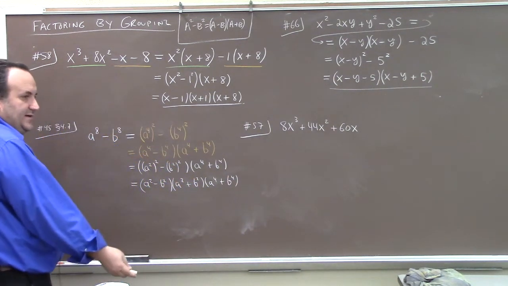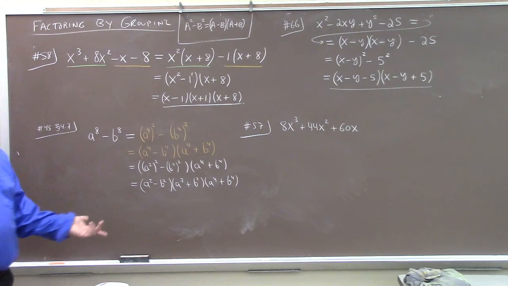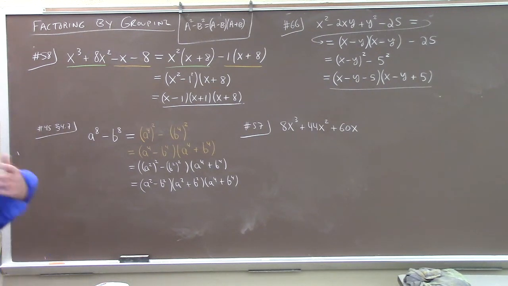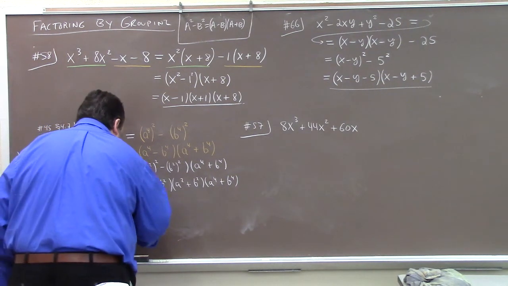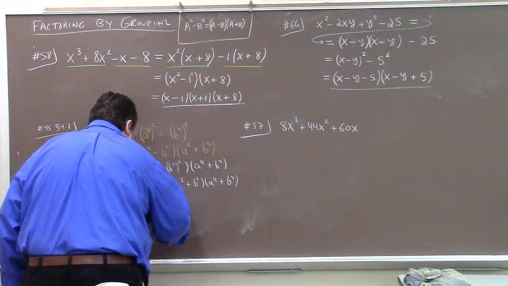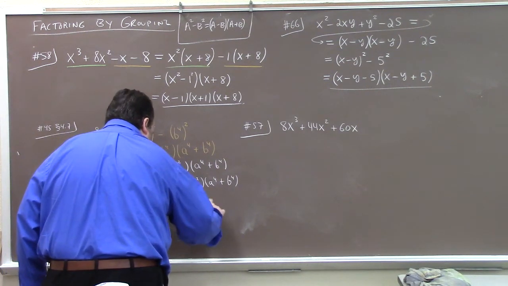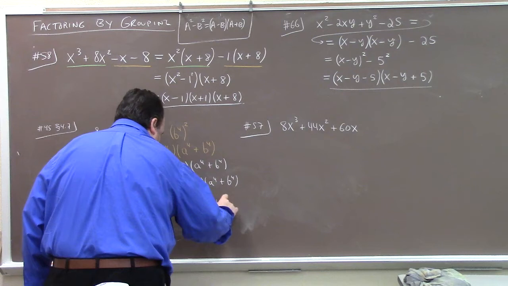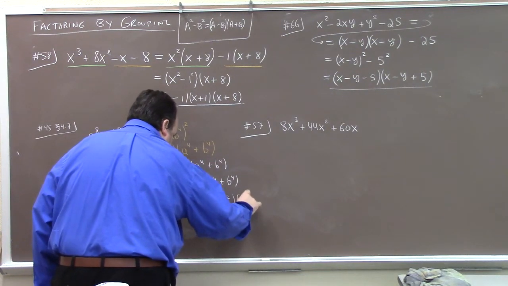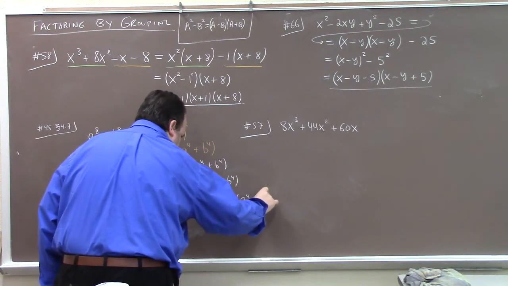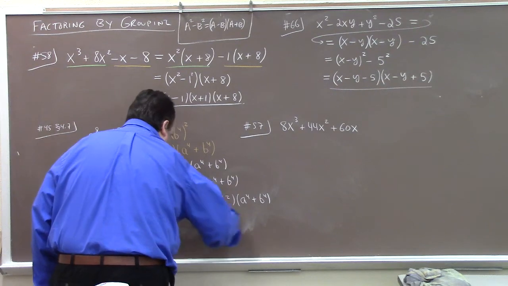But we're still not done. See, because we can still break down the first term because it's still difference of squares. But now it's just straight up difference of squares. So here it is. a minus b, a plus b, a squared plus b squared, a to the fourth plus b to the fourth. There you have it.